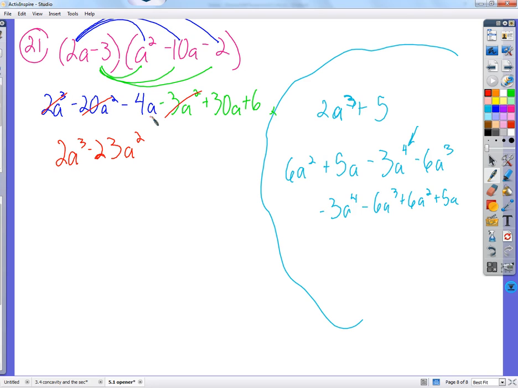We got these a terms. 30a minus 4a is 26a. Those have been used. Plus 6, the only constant there is. 6 is the only used number. 6 is really the joining of negative 3 and negative 2. It is a friendship, 6. It's a baby number.